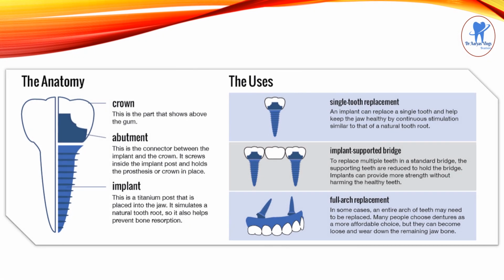This is the anatomy of an implant. Here it is the crown, then this is the abutment and this is the implant. And the uses are single tooth replacement, implant supported bridge and full arch replacement.